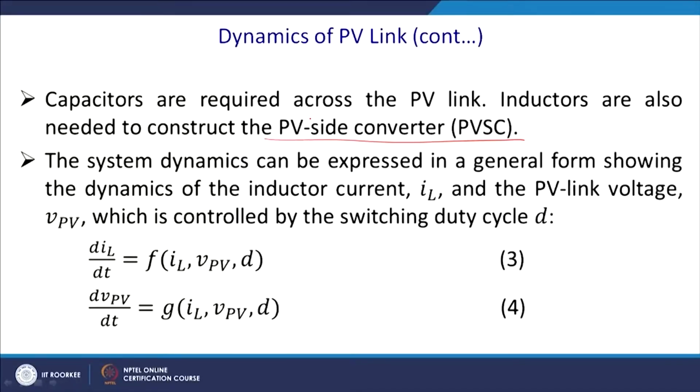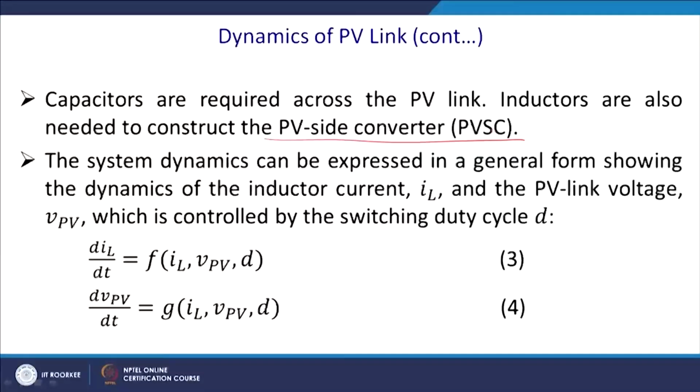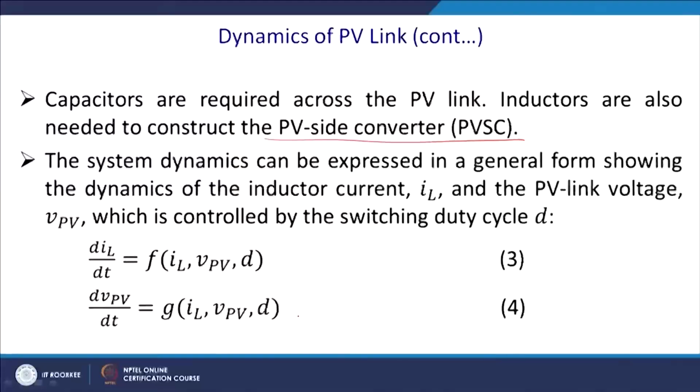An inductor is also needed to construct that PV side converter. Why do you require an inductor in the PV side converter? Because it smoothens the current profile, and you get an almost steady state value of the current, and control also becomes easier. We shall see how the control is done, and you will find that the value of the inductor essentially tries to make the current continuous, and thus you can operate this converter in continuous conduction mode, and once you are operating in continuous conduction mode, you have better control over your topology.